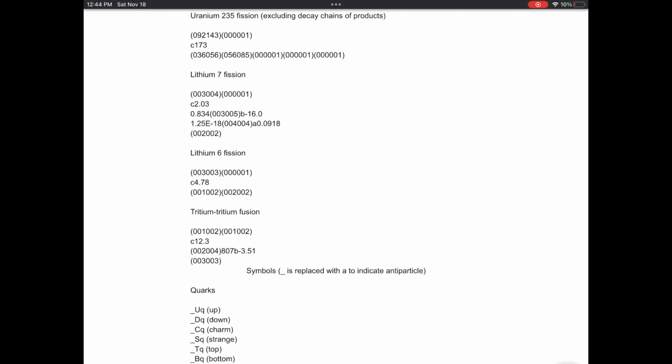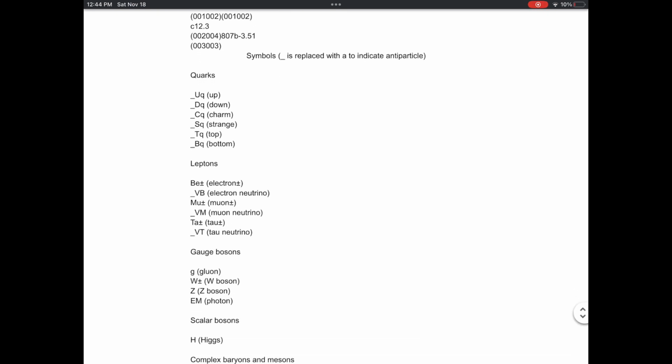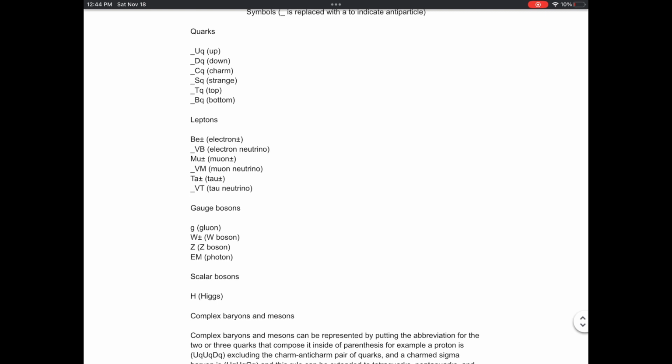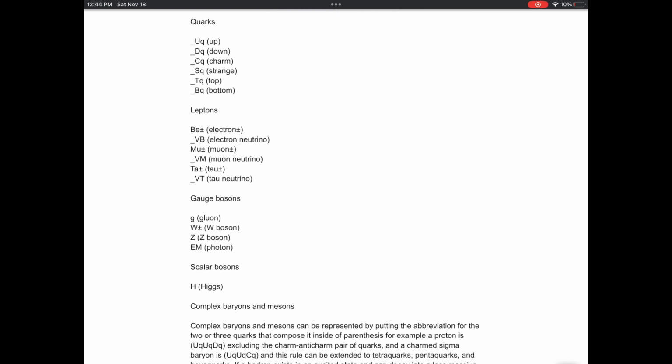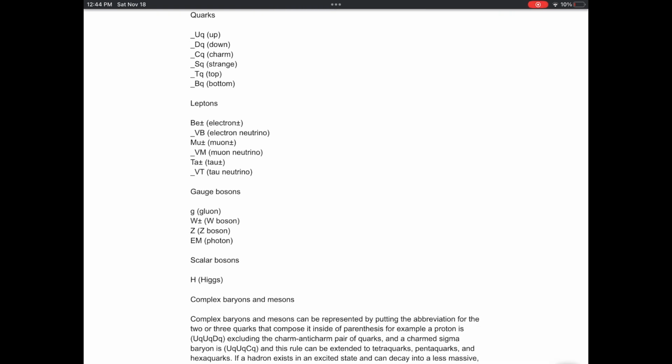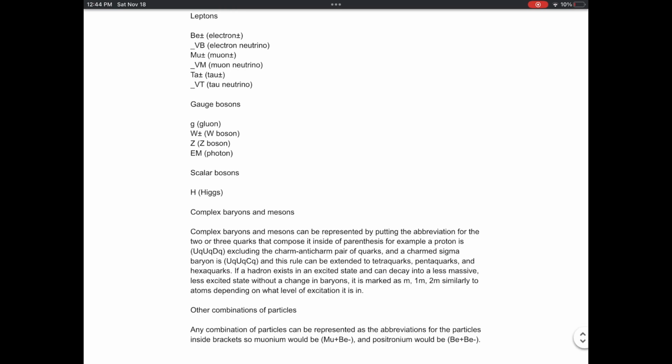And here you can see the list of exotic particles. If you, say, want an antiparticle, just instead of placing nothing where the underscore is, place an A lowercase. And complex particles are represented as the particles that compose them inside of parentheses.